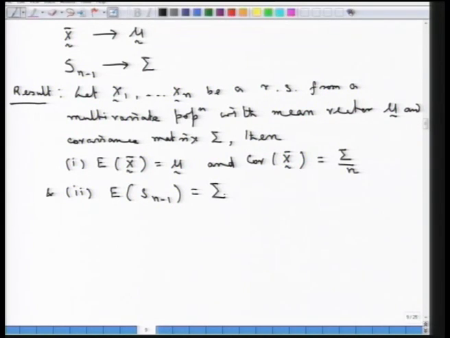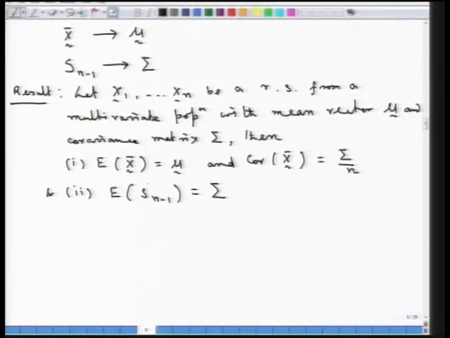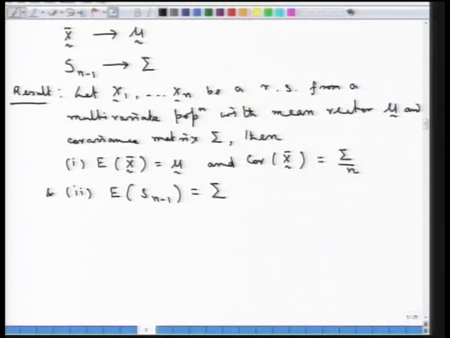In other words, we are trying to say that this x bar vector, the sample mean vector, is an unbiased estimator of the population mean vector mu. The sample variance covariance matrix with a divisor n minus 1 is an unbiased estimator of the population variance covariance matrix, that is sigma. And the covariance matrix of this x bar vector is given by sigma by n. This gives us the feeling of a generalization to the multivariate setup of the result we had in the univariate setup.